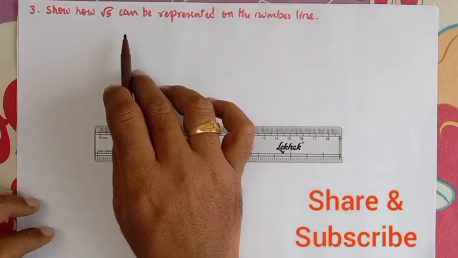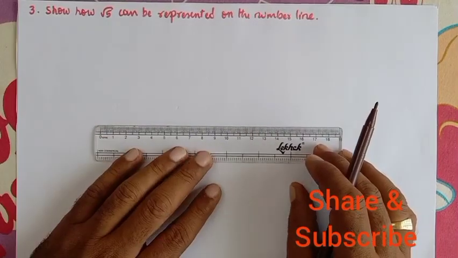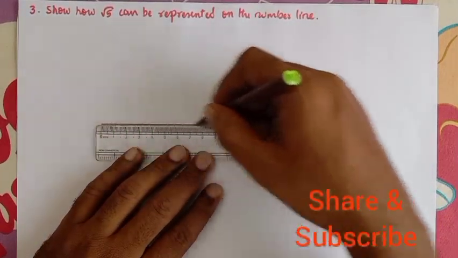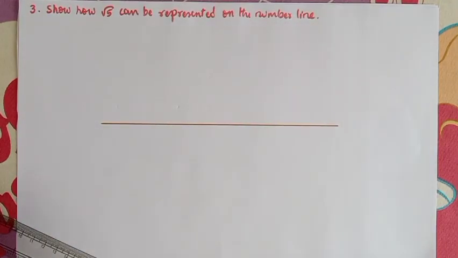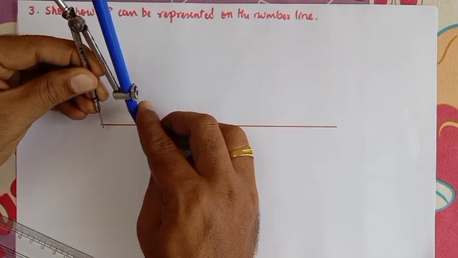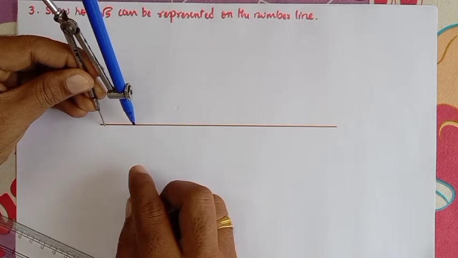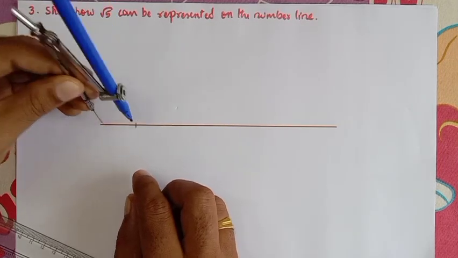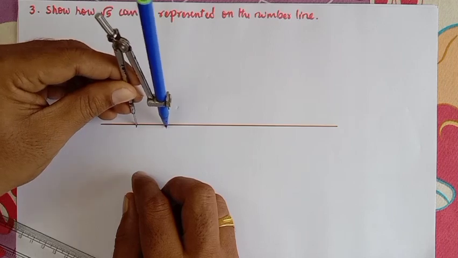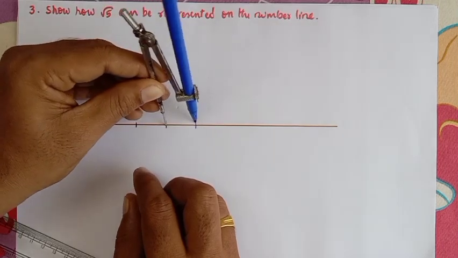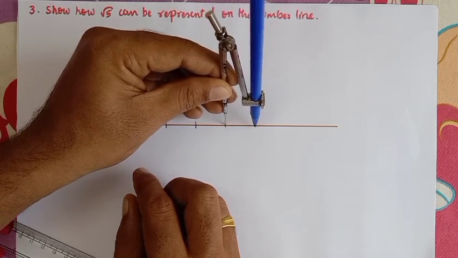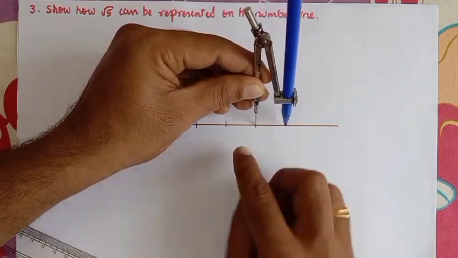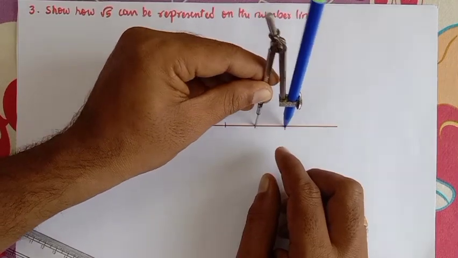Show how root 5 can be represented on the number line. First, let me draw a straight line. And now I will take my compass and mark and cut this into equal parts of length 1. As many times as you can cut it, that many times you can cut it. For this I am not using any measurement. Simply I am doing this.